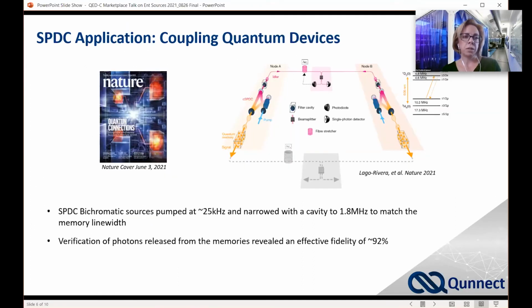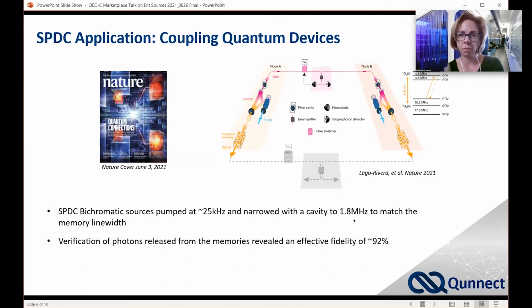So just to give you an idea of SPDC applications, this was one of the two papers that were highlighted on the cover of Nature in early June, coming out of the Barcelona group of de Riedmatten. In this paper, they had two separate SPDC sources that were cavity narrowed in order to couple to two quantum memories, which they entangled at telecom frequencies. In order to make this experiment work with the very high effective fidelities that they reported of 92%, they actually needed to narrow the line width of their sources to 1.8 megahertz.